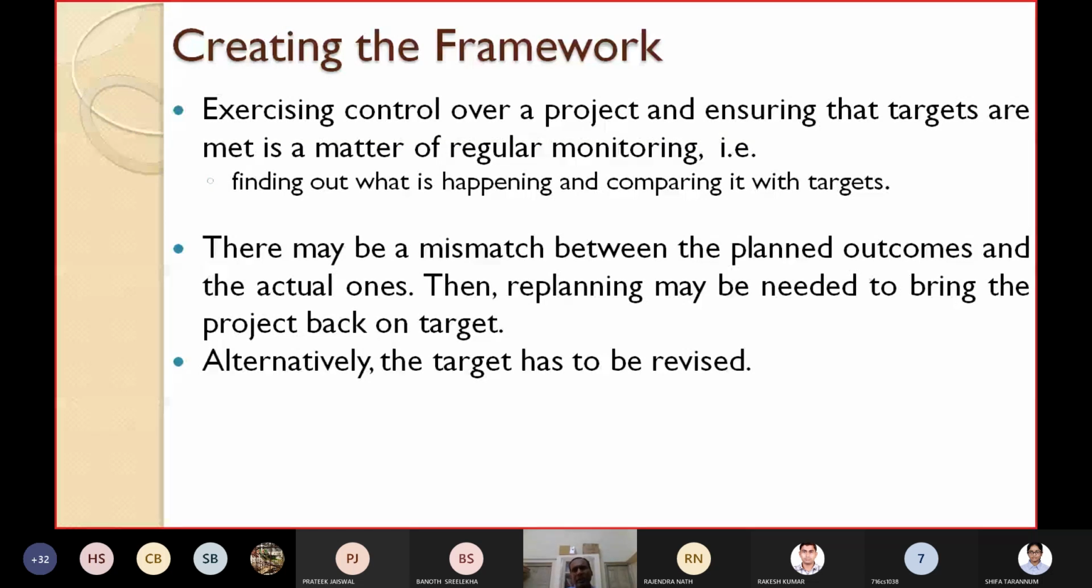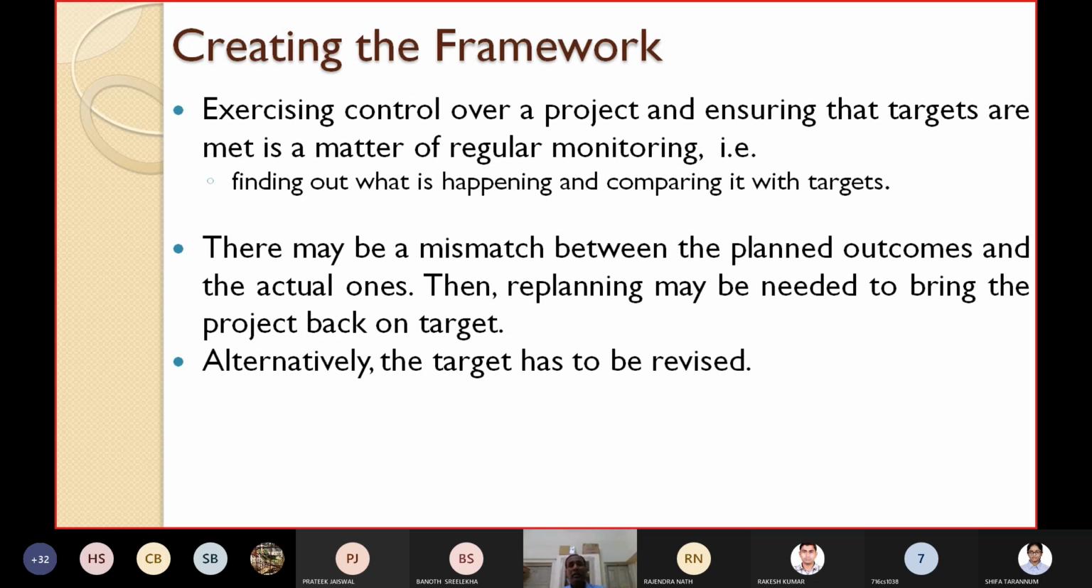Possible. You have planned something, but actually you are not progressing accordingly. So there may be a mismatch between the planned outcomes and the actual ones. Then replanning may be needed to bring the project back on the target, back to the schedule so that it can meet the target.